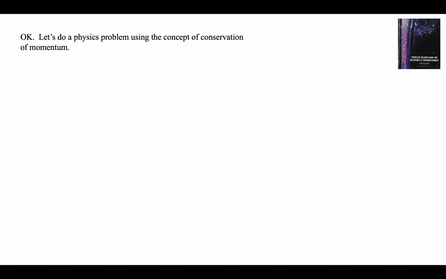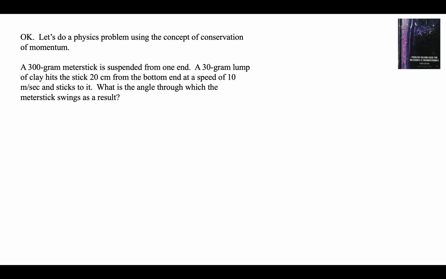Okay, let's do a physics problem using the concept of conservation of angular momentum. You have a 300-gram meter stick suspended from one end. A 30-gram lump of clay hits the stick 20 centimeters from the bottom at a speed of 10 meters per second and sticks to it. And then, as a result, the meter stick swings up. It's suspended from one end. What angle does it swing through?